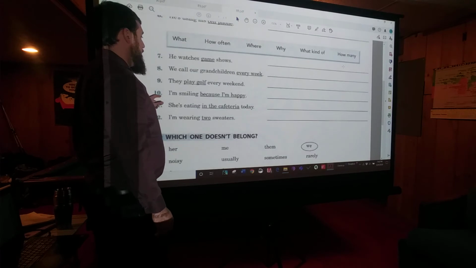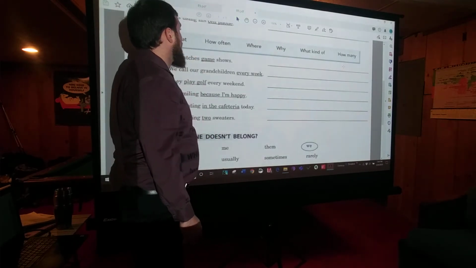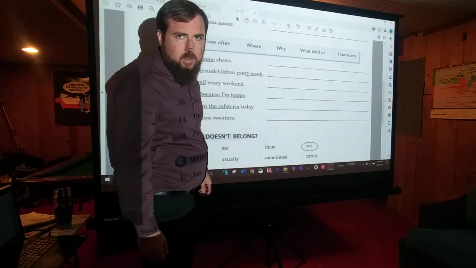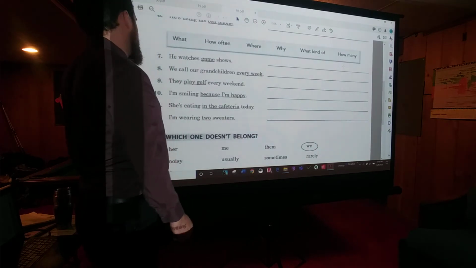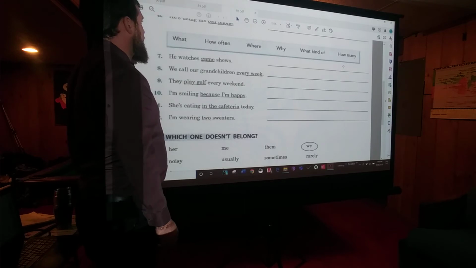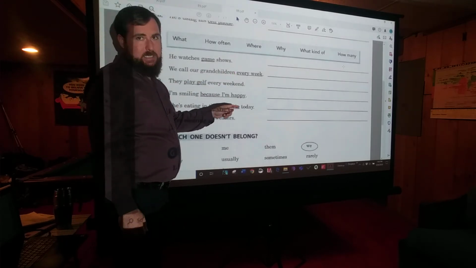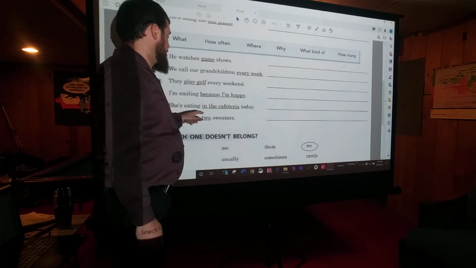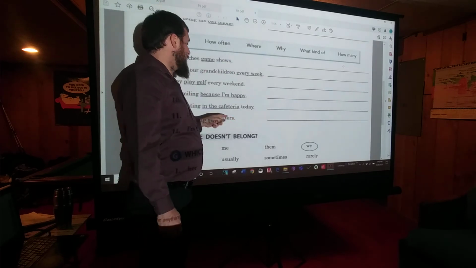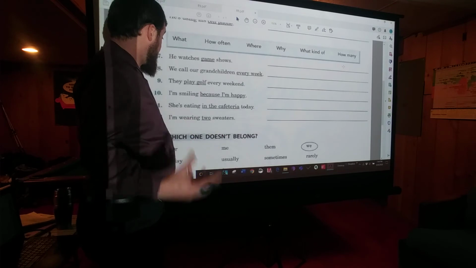Number 10. I'm smiling because I'm happy. Why are you smiling? Number 11. She's eating in the cafeteria today. Where is she eating today? Because in the cafeteria is our answer. So we're going to say, where is she eating? She's eating in the cafeteria today. Where is she eating today?